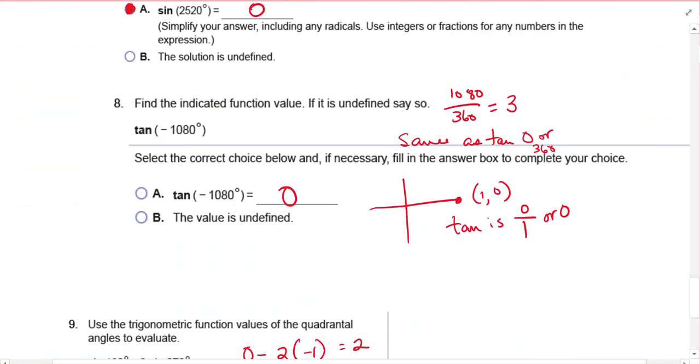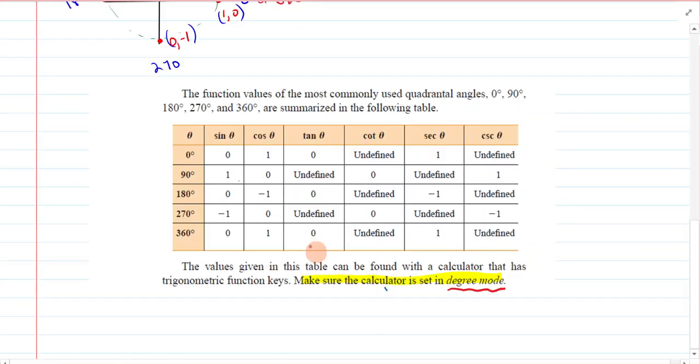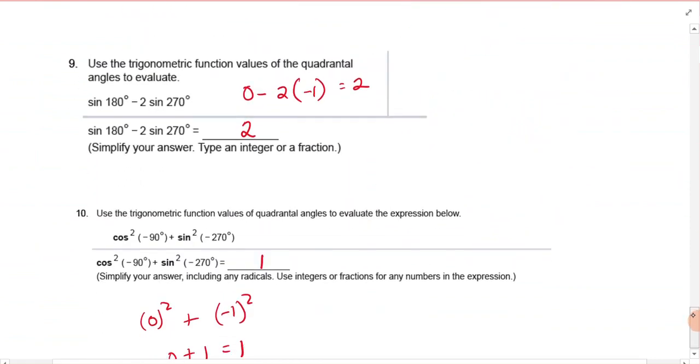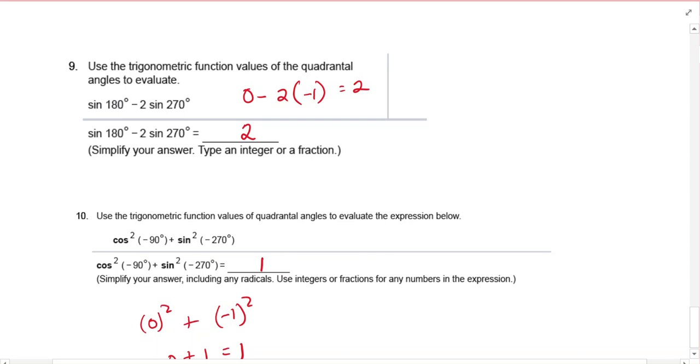All right. Negative 1080, 360 goes into that 3 times. So it's the same as the tan of 0 or 360. And if we go back and look, tan of 360 or 180 is 0. So we've got that. All right. Now, you can use your chart as you are learning these. Sine of 180 minus 2 sine 270. So we're just plugging in that 0 minus 2 sine of 270, which is negative 1. So that becomes a positive 2. So your final answer is 2.